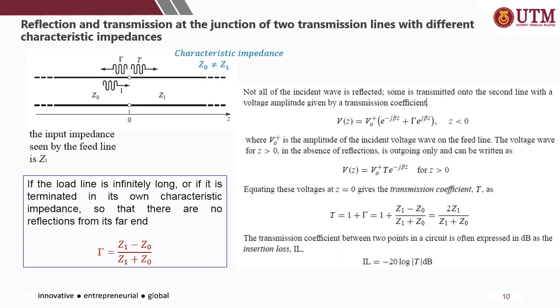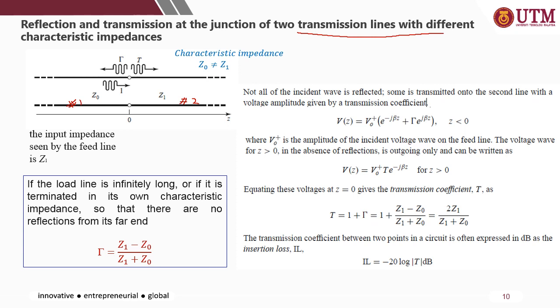And let's look at the use cases. In practice, a transmission line will be connected to more than one structure, right? So in this case, for example, let's look at reflection and transmission at the junction of two transmission lines having different characteristic impedance. In this case, we assume that the characteristic impedance of the first line, this is the first line, and this is the second line, is not similar.